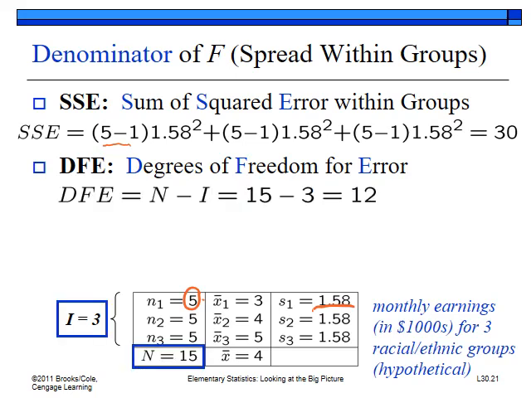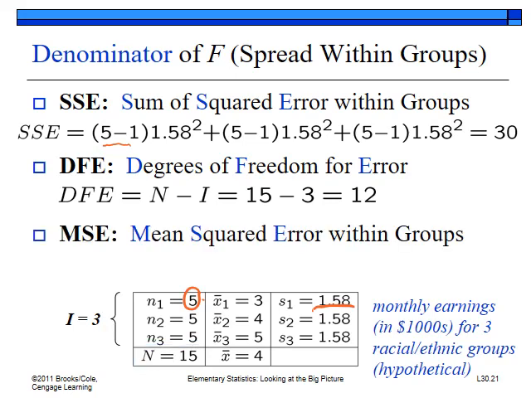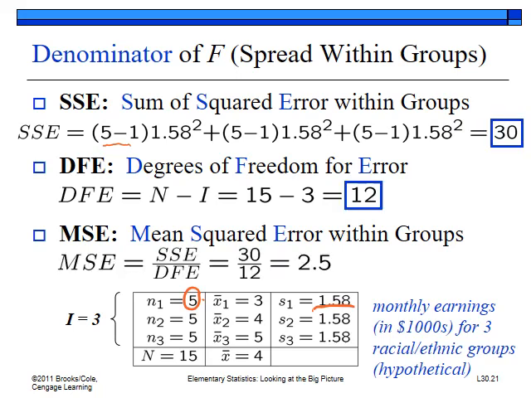Next, we need to compute the DFE. That's the degrees of freedom for error. The DFE is N minus I, so in this case it's 12. Finally, we get the MSE, that's the mean squared error within the groups. The mean squared error is the sum of the squared errors divided by the degrees of freedom for error. So it's the SSE over the DFE. In this case, it's 2.5. And that 2.5 is how we get the denominator. That 2.5 goes in the bottom.